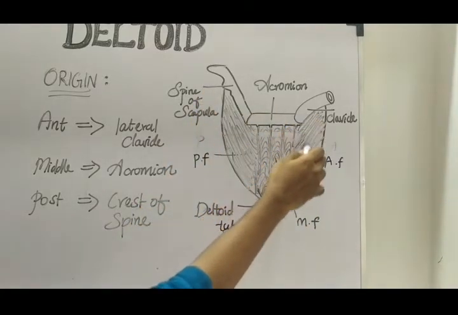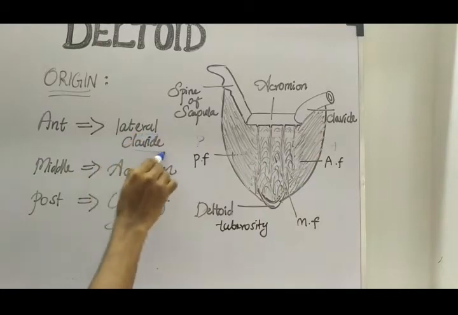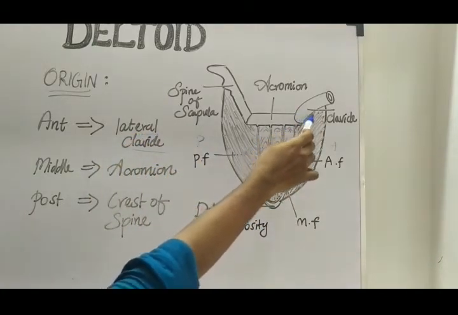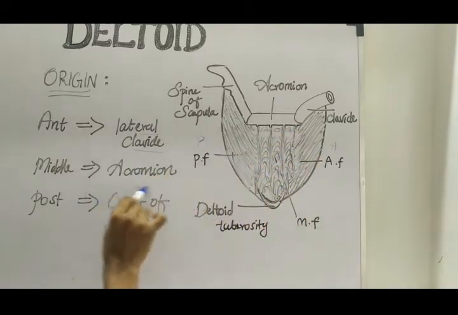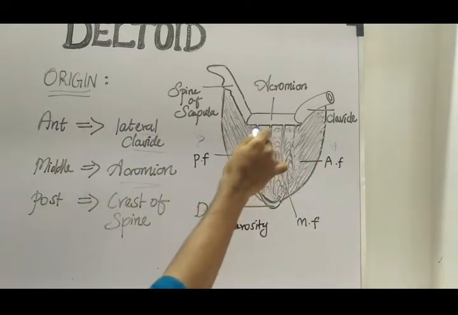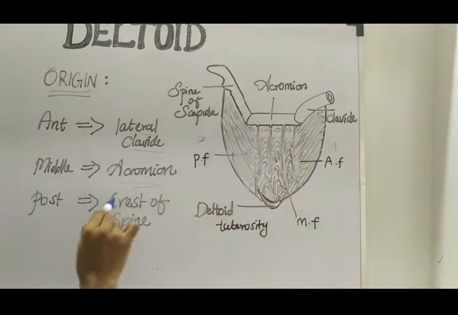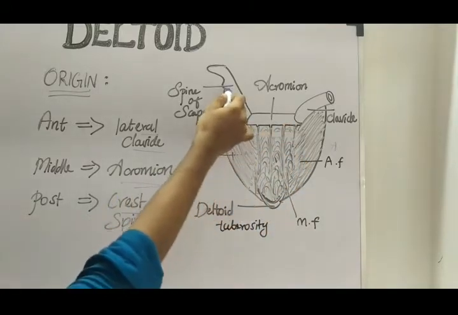Anterior fibers will be coming from the lateral part of the clavicle. From the anterior surface of the clavicle, anterior fibers will be coming. So the middle fibers will be coming from the acromion, the lateral border of the acromion, and the posterior fibers will be coming from the crest of the spine.